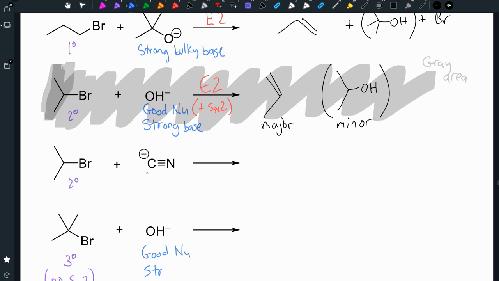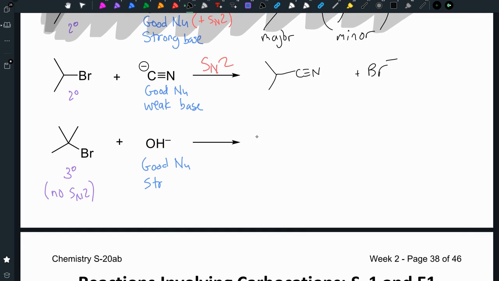The next case is not as gray because I have a good nucleophile that's also a weak base. So weak base means E2 is much less likely. So this is going to be mostly SN2. Oh, and it looks like I lost my notation down here from the tertiary case, so I'm just going to rewrite that.